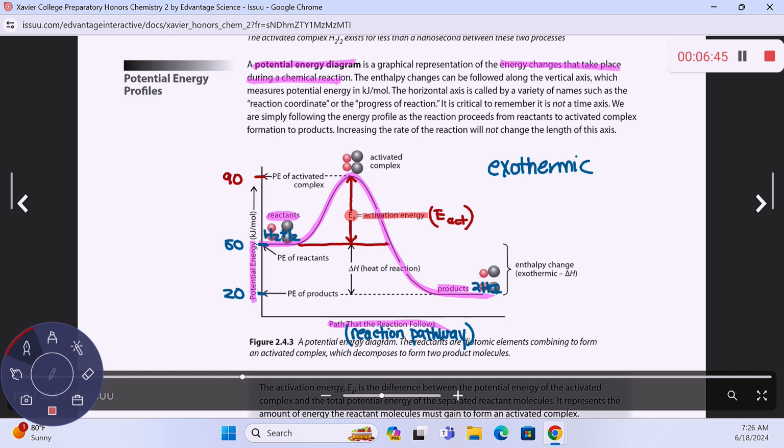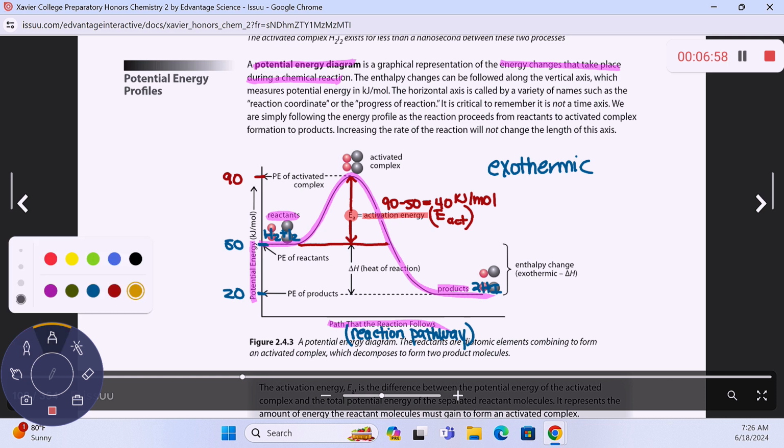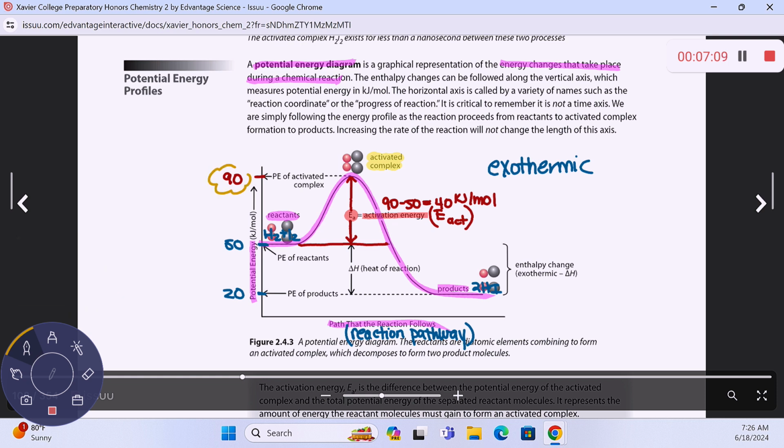This activation energy would be 90 minus 50, so it would be 40 kilojoules per mole. Okay, so I would expect you to be able to come up with that. Another thing that you should know is, what is the potential energy of the activated complex? So the activated complex is at the peak. Okay, so this potential energy for the activated complex would have to be 90 kilojoules per mole.